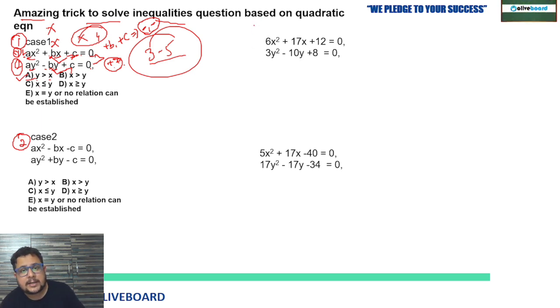Let's take an example first. 6x square plus 17x plus 12 equals 0, and 3y square minus 10y plus 8 equals 0. Here, if you look, I can call this A, this B and this C.